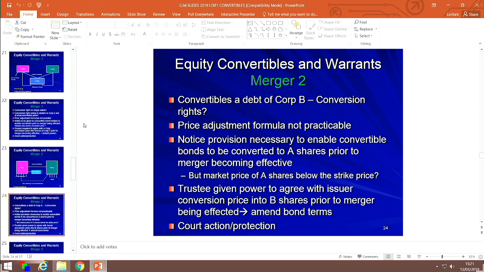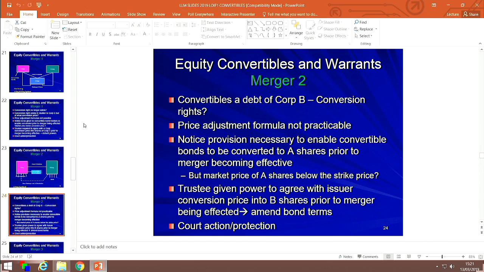Nor can you use a price adjustment formula to try to protect the economic value of the conversion right into A's shares. Why? Because at the time the convertible bond is issued, nobody's got any idea with whom A might merge in 5 years' time or 6 years' time.